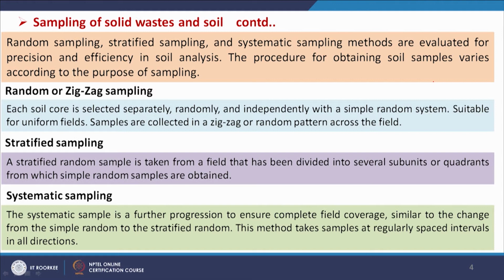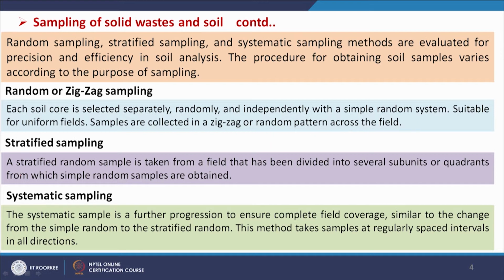So, random sampling, stratified sampling and systematic sampling methods are evaluated for precision and efficiency in soil analysis. The procedure for obtaining soil samples varies according to the purpose of sampling, and for random or zigzag sampling each soil core is selected separately, randomly and independently with a simple random system. Suitable for uniform fields, samples are collected in a zigzag or random pattern across the field.